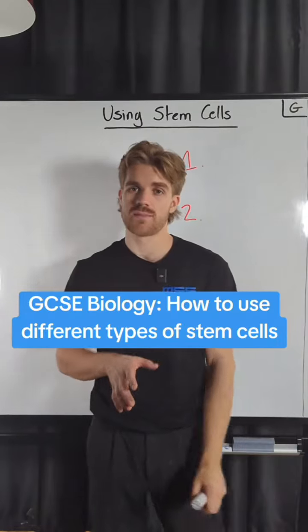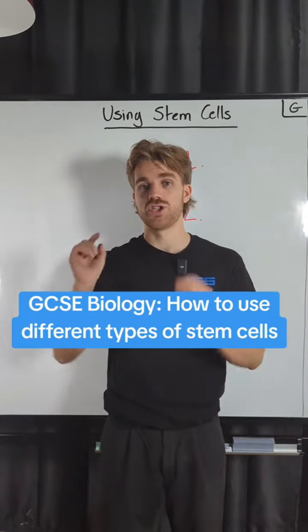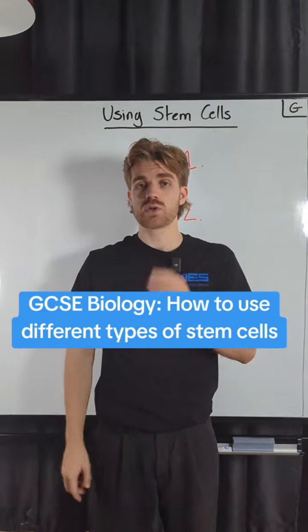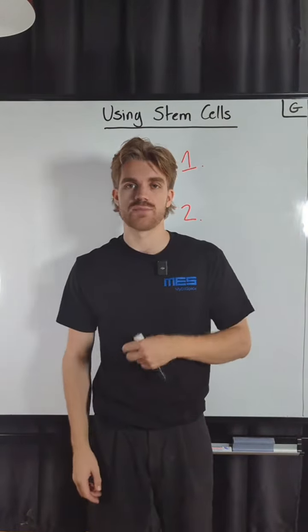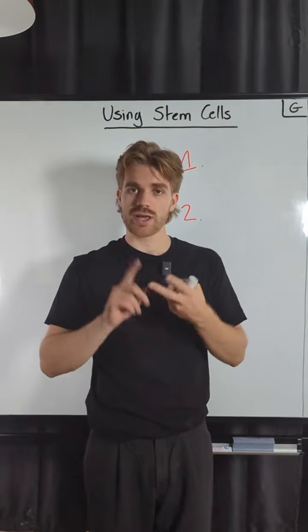This is really likely to come up in your exams, and it's really often a 6 marker in paper 1. So you've got to know it really, really well. We're talking about how you can use different types of stem cells. So quick recap, different types of stem cells. We've got embryonic, adult, and meristem. We're going to go through all 3 today.